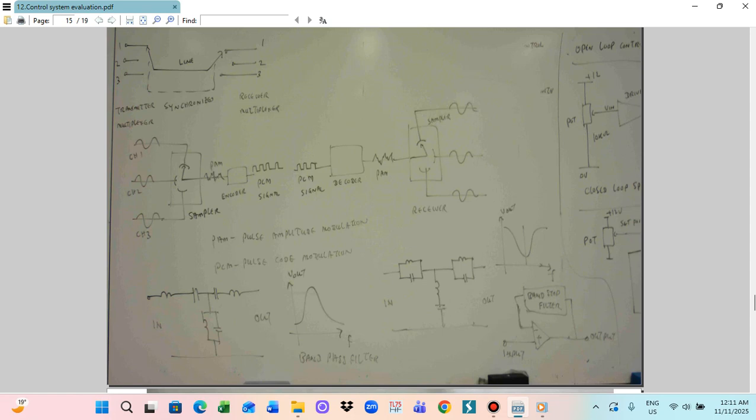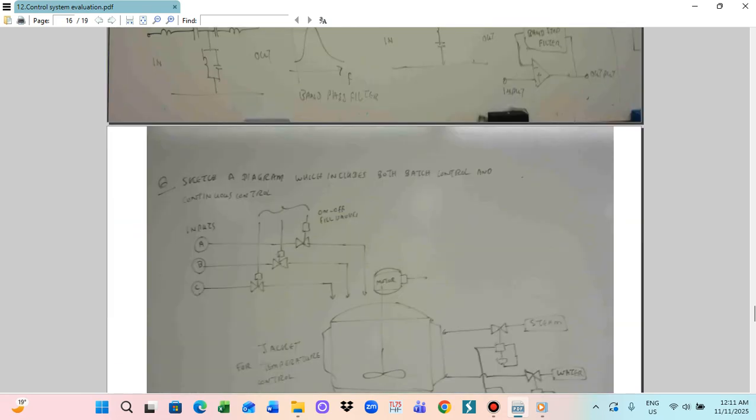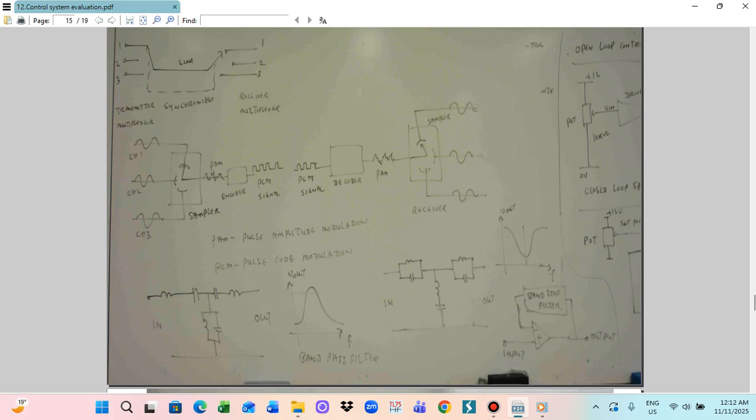Band pass and band stop filter systems. A band pass system means the desired frequency band needs to be passed. So this is the connection of a band pass filter, and this is the connection of a band stop filter. So the desired frequency band is passed, and the undesirable band needs to be stopped.